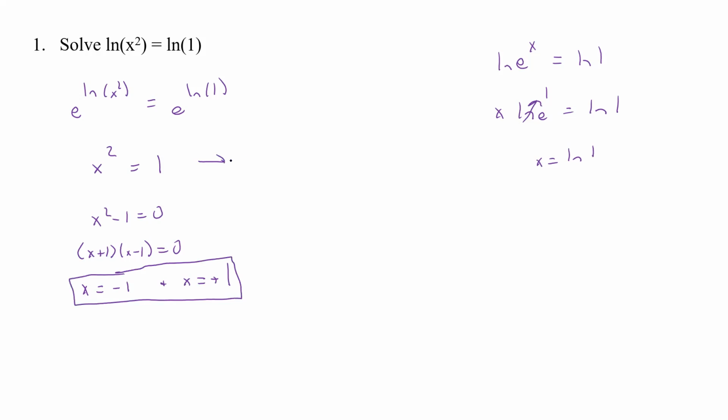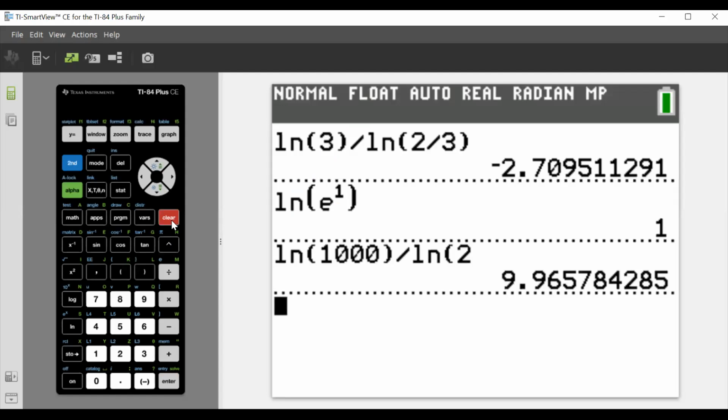Or I could have said from here, I could have taken the square root of both sides. And so x equals plus or minus 1, because when you take the square root of 1, it's still 1, but you have that plus or minus, and here's our plus and minus. And so both of them give us the same answers. But we had to remember that when we have ln's, if we take e to that, then what's inside is what's left, and so we have x squared is equal to 1.